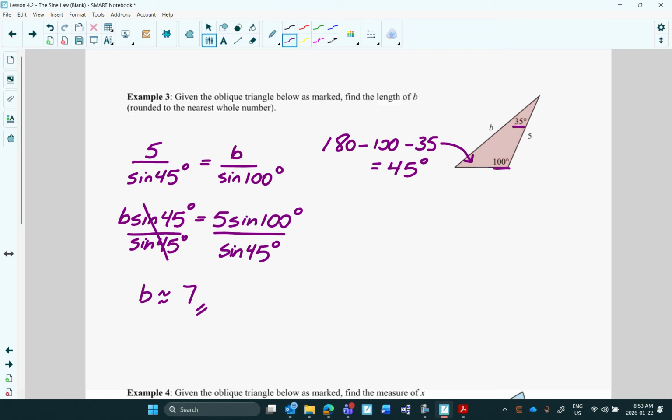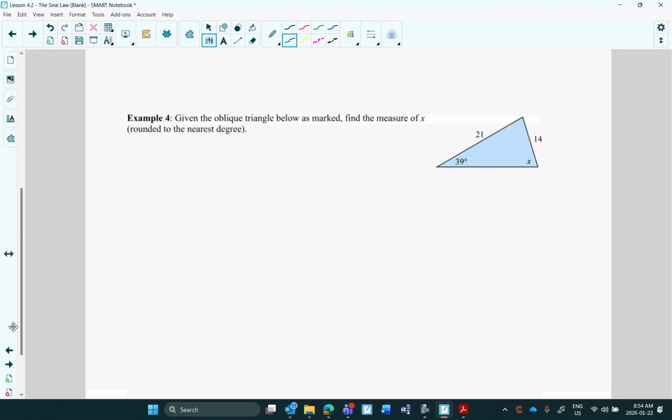So that's how we find missing sides using sine law. Sometimes the information is all given that you need. Sometimes you have to figure out the third angle before you set up the equation. What about finding the missing angle?